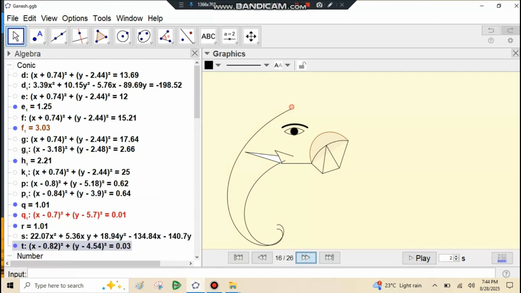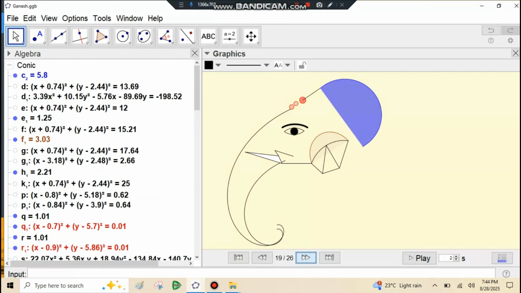Next comes the mukut. Right. And now some decoration to that mukut.